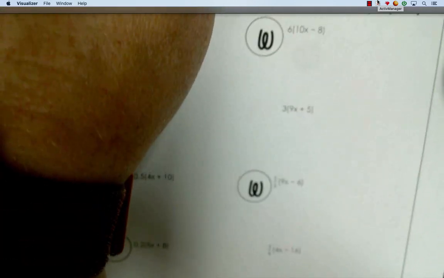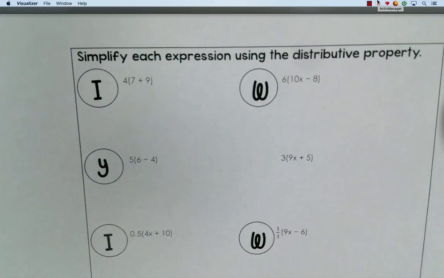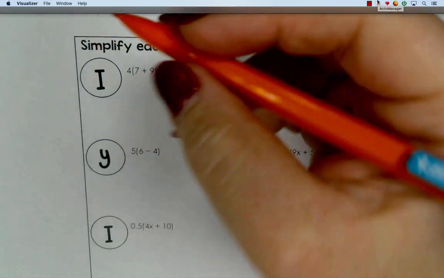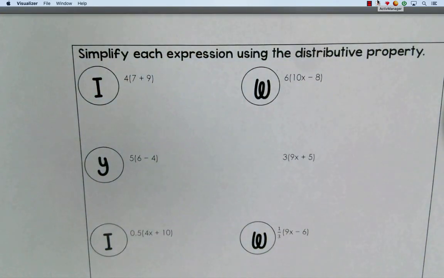So let's talk about this right here. Rewrite each expression using the distributive property. So here's my I do. This is how I like to do it, and I really need you to do this. It's a very great strategy.